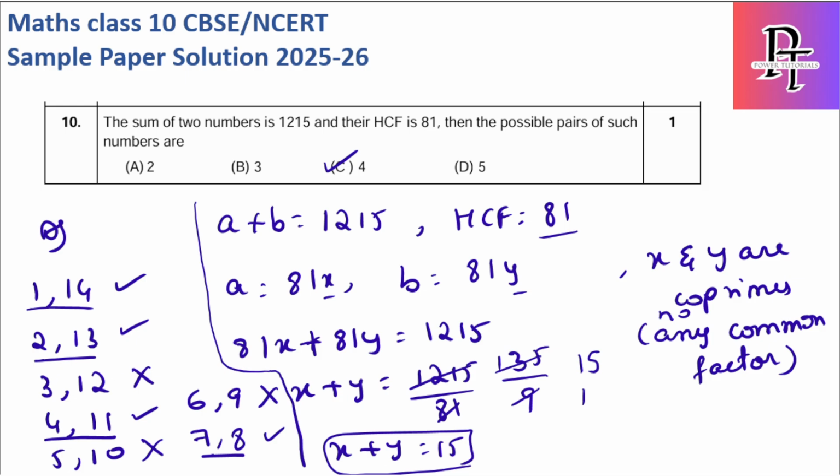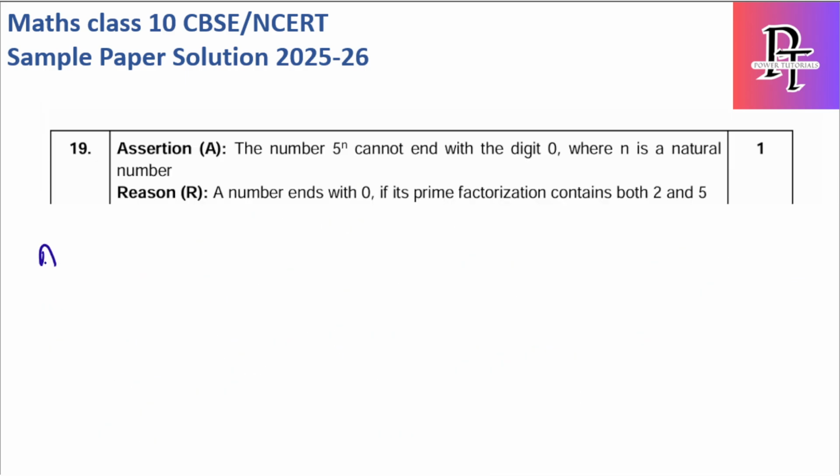Okay, so let's move to the next one, the 19th question. This belongs to the assertion reason type. So we have 4 options. A: assertion is true and the reason is also true and a correct explanation. B: assertion is true, reason is true but it is not a correct explanation. C: A is true, R is false. And D: A is false, R is true. Let's see which one it belongs to.